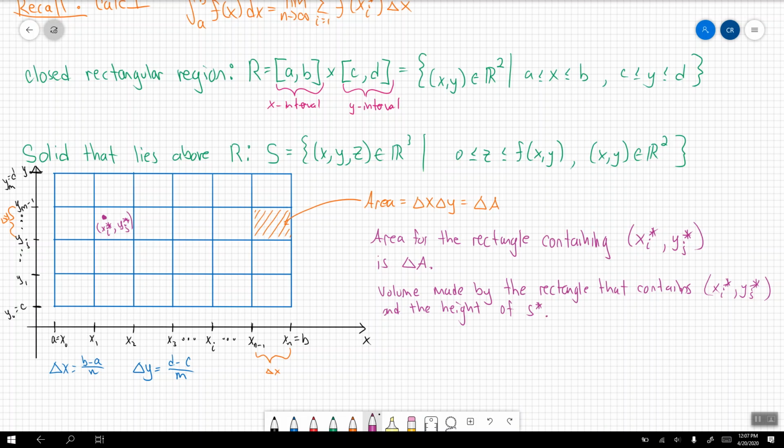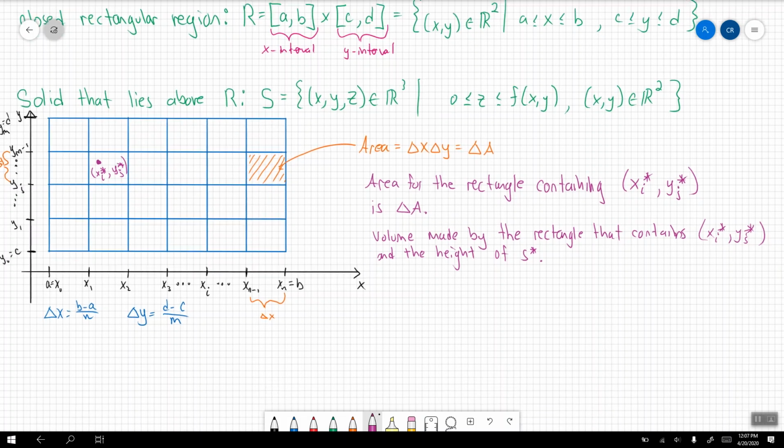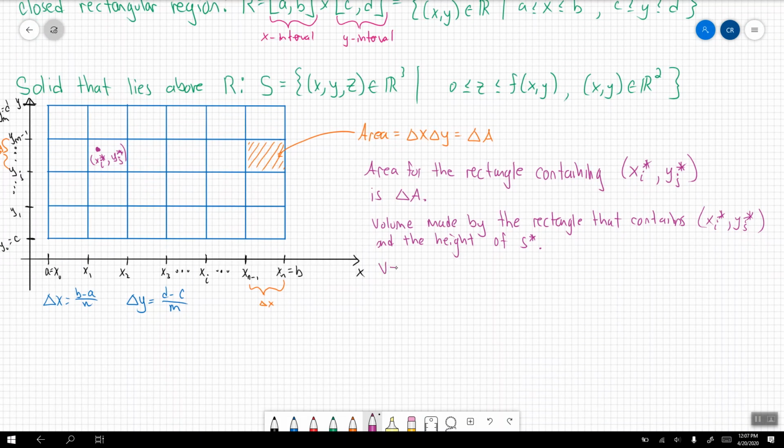S star is just going to be the function that's going to be evaluated for that surface given this particular point. All right, so in order to calculate that volume, now this is going to be nice because the volume for a rectangular region is just length times width times height. Or in other words, area multiplied by height. So if this is just area multiplied by height, all I need to do is figure out what the height is. But under the assumptions that we're working with here, the height is just going to be S star.